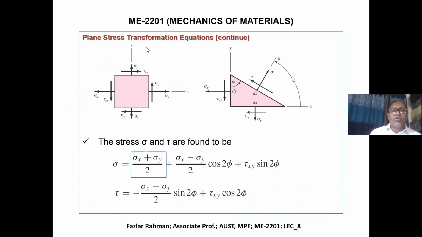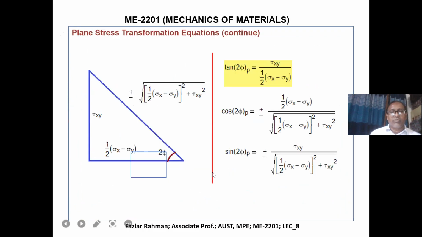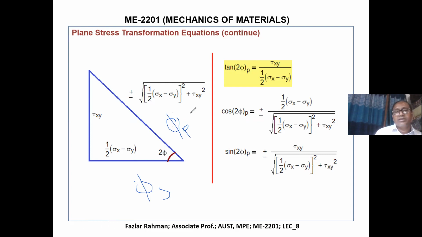Okay. So how can we figure out the value of sigma, the value of phi s, and the value of phi p? We need to figure out the maximum principal plane angle, phi p, and we need to figure out phi s, the shear plane angle. If you know these two values, you put them in the equation and you get sigma max, sigma minimum, and tau max, minimum. You put in this one and you will get it. Again, I will explain again.